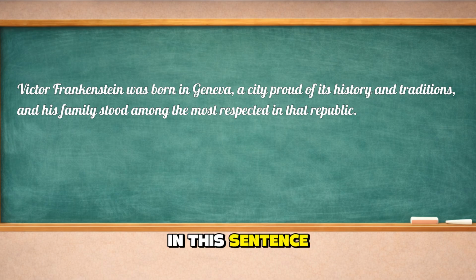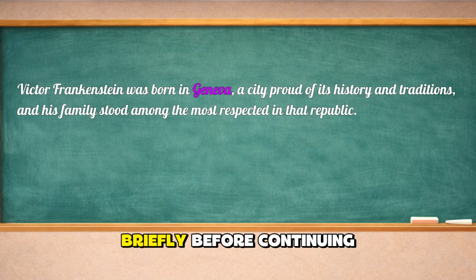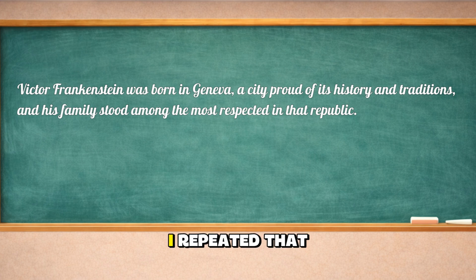In this sentence, we have 2 commas and 1 period. After reading the word Geneva, I took a short pause, resting my voice briefly, before continuing. I repeated that pause at the second comma, then continued reading normally until I reached the period, which marked the end of the sentence. Now I will read the sentence again, but this time I won't call out the punctuation marks. Instead, I will tell you what I expect you to do when you reach them.